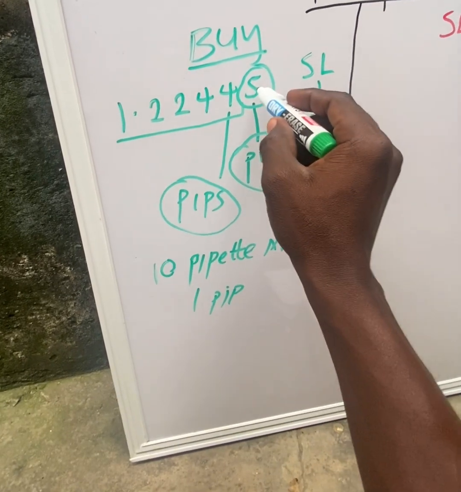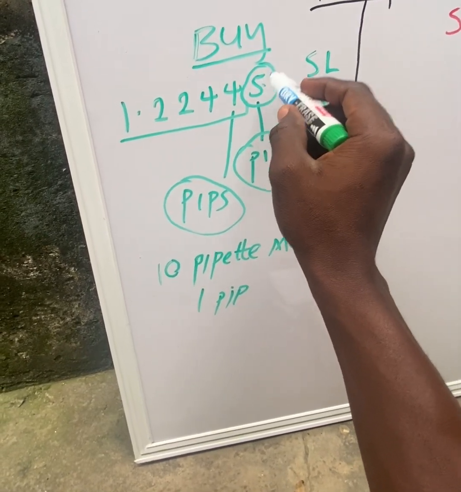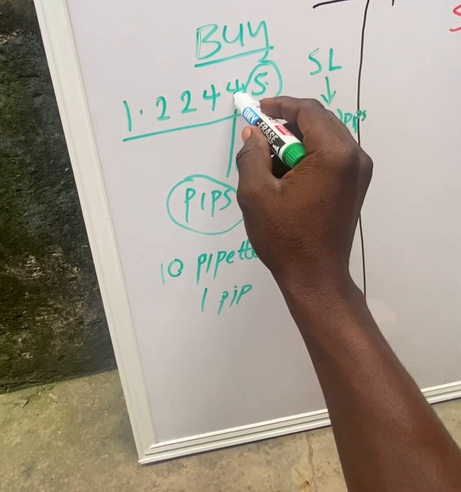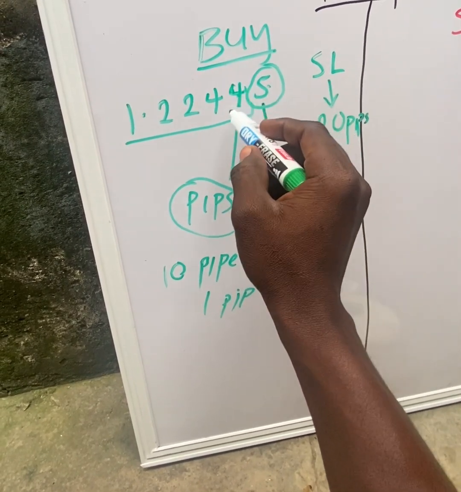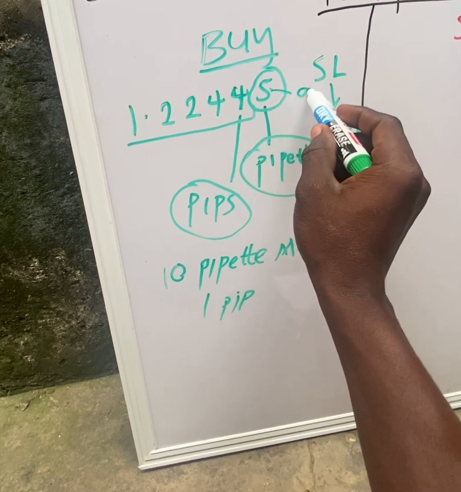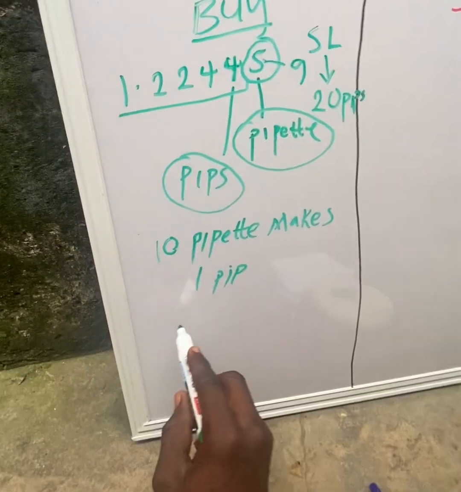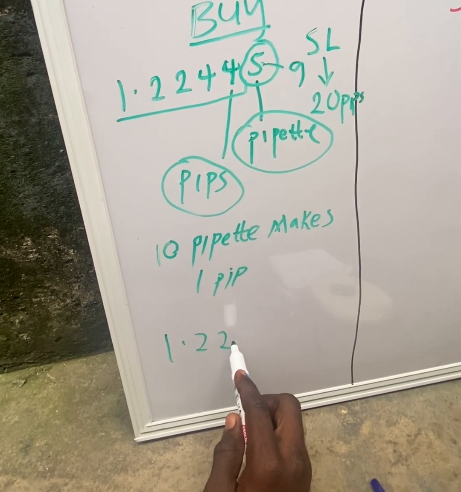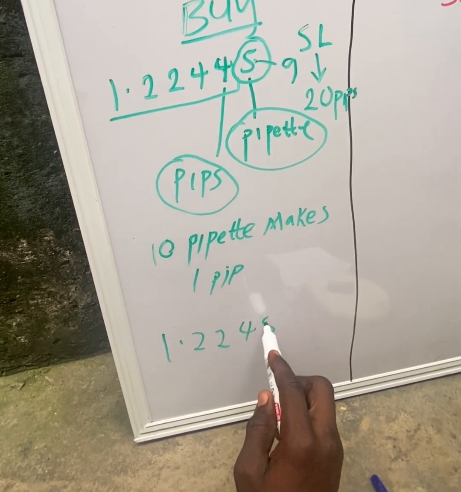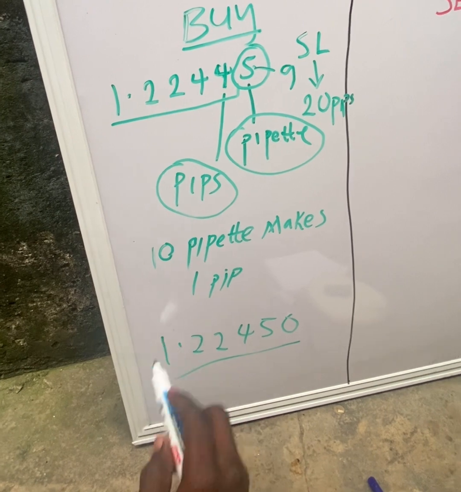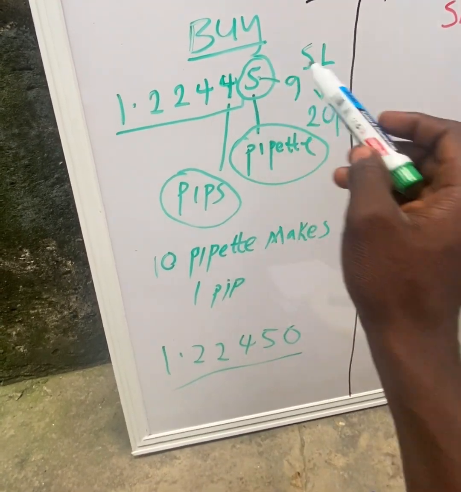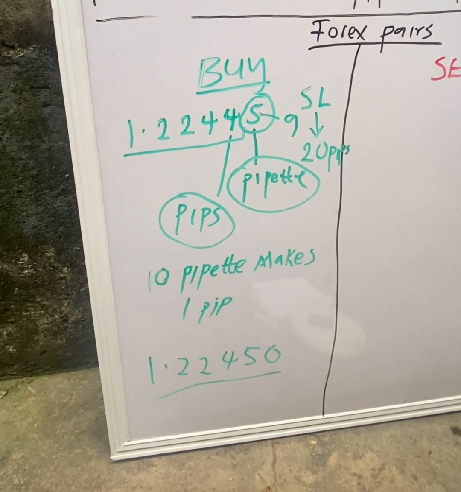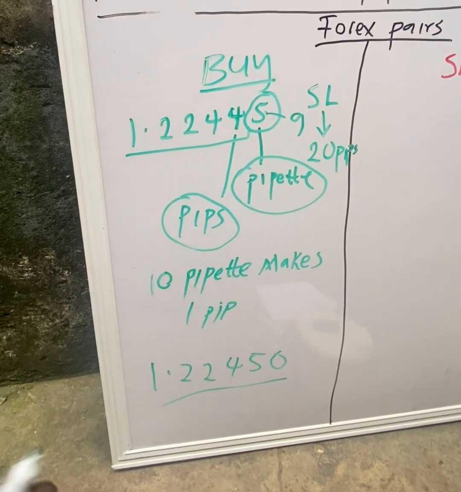So if this counts from 5 to 6 to 7 to 9, when it gets to 9, the next value will be 1.22450, and this 4 here will turn to 5, which means 10 pipettes makes 1 pip. You understand that? You have to get that in your head first.